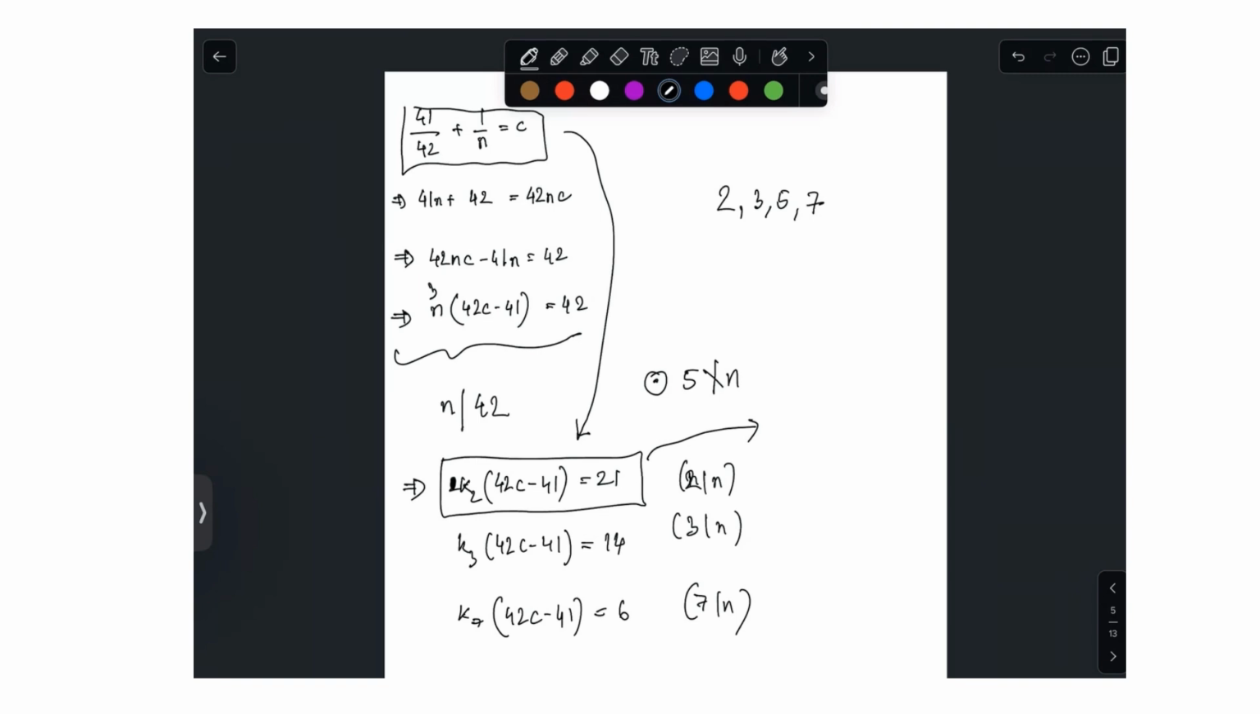So what we will do in each of these cases, we will take n equal to 2, we will take n equal to 3, we will take n equal to 7 and see what happens. Where does it break down? Where does the logic break down? You see the point? All of you getting it?